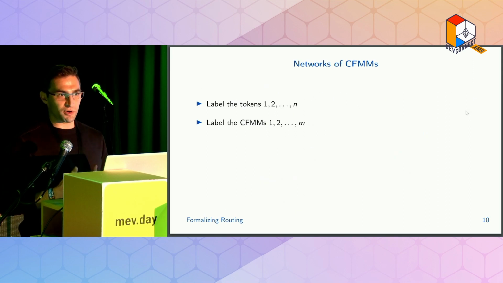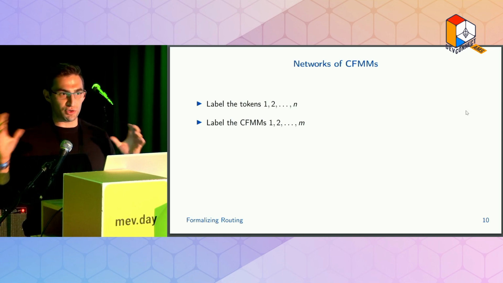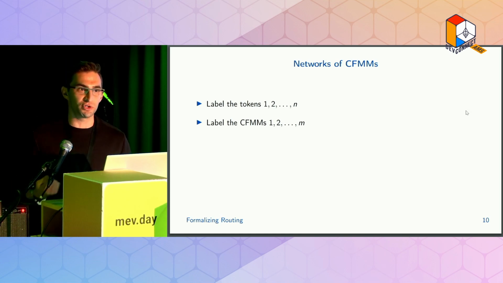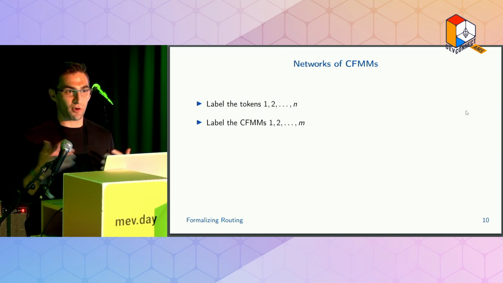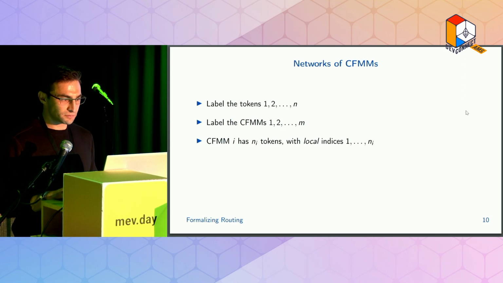So to do that, we are going to take a global view and label all the tokens in the universe that we care about as 1 through n, and label all the CFMMs as 1 through m. One thing to note here is usually m is going to be way larger, and this was alluded to by some of the other speakers, where even if we have a modest number of tokens, if we have a ton of swap pools between all these tokens, m might be on the order of n squared, so it can blow up quite fast.